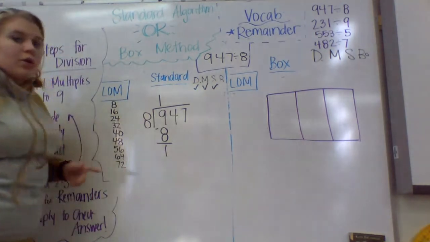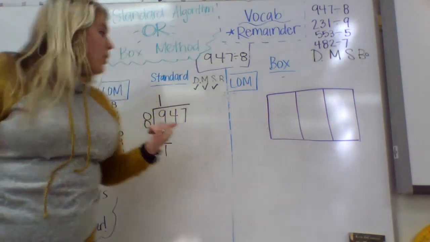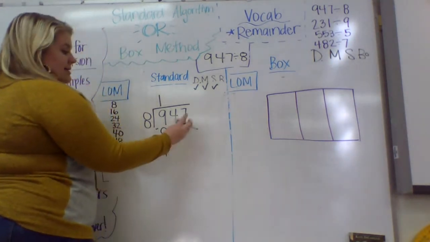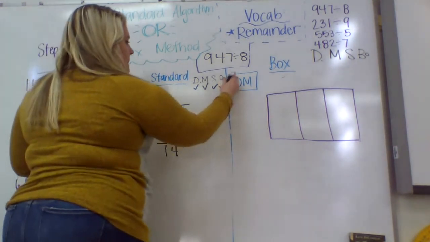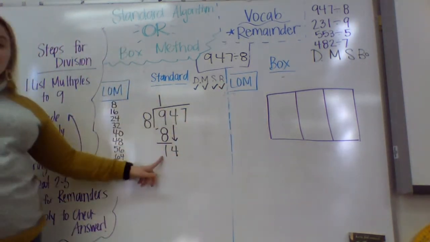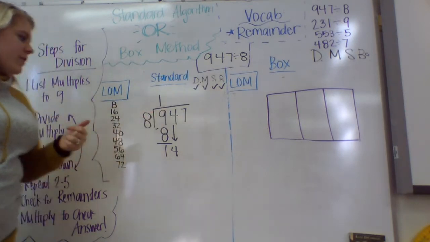Here is where it's super important, only doing 1 digit at a time. You can only bring down one number. So I've still got a 4 and a 7, but I can only bring down one at a time. So now I've got 14. I've got my check marks all the way across. I'm ready to start over.